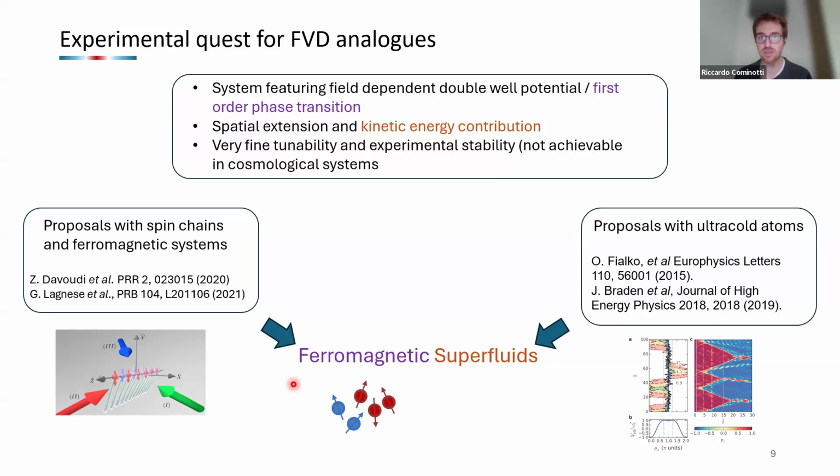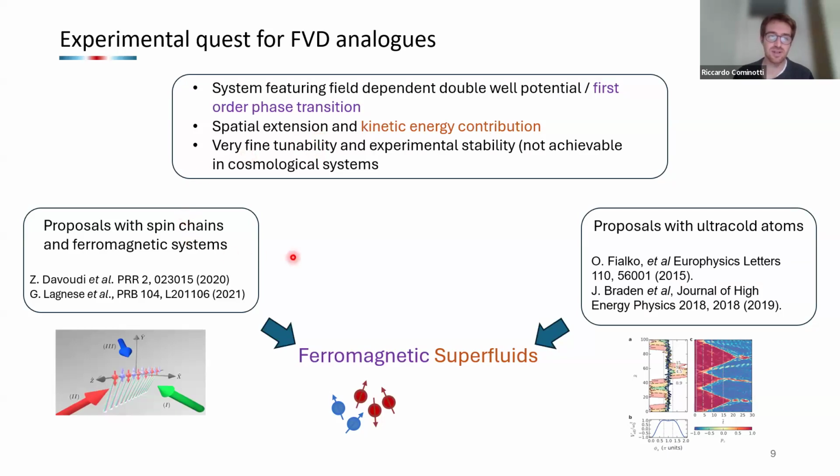And the system which one should find is a system which has either a field-dependent double well potential or a first-order phase transition, which depends on the field itself. It should have a spatial extension, and it should be tunable in such a way that we can tune the decay rate and verify the theory.